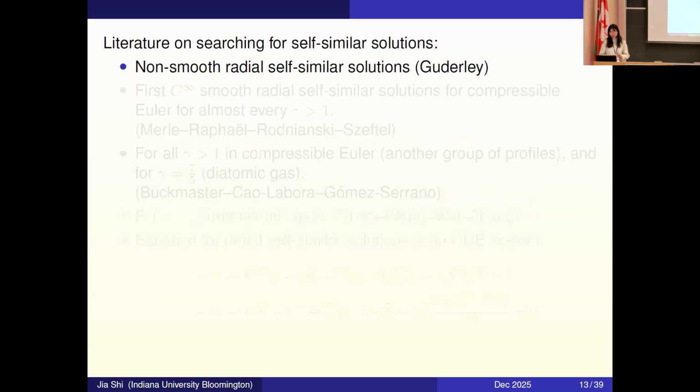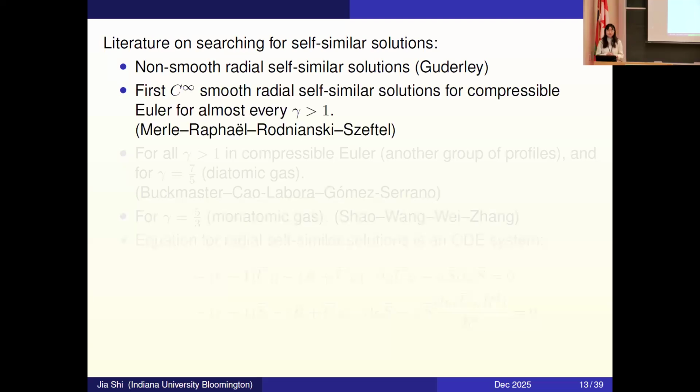Okay, so here is some literature. Guderley first studied those self-similar solutions, basically solved the ODE, imposed the radial symmetry assumption, and found non-smooth radial self-similar solutions. This is around 60 years ago. And then until very recently, there's the Merle, Raphaël, Rodnianski and Szeftel result, they found the first C infinity smooth radial self-similar solution for almost every physical parameter gamma greater than 1. Depending on the dimension, they may have different variations of this blow-up parameter.